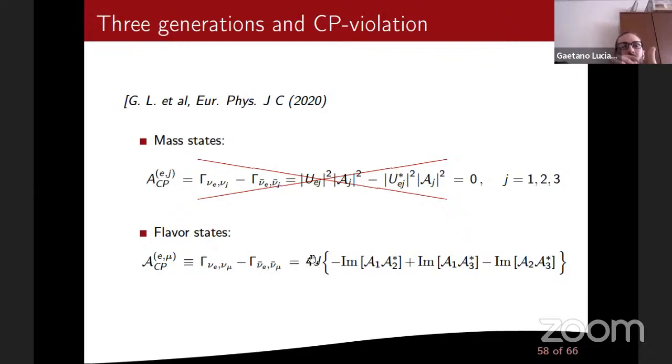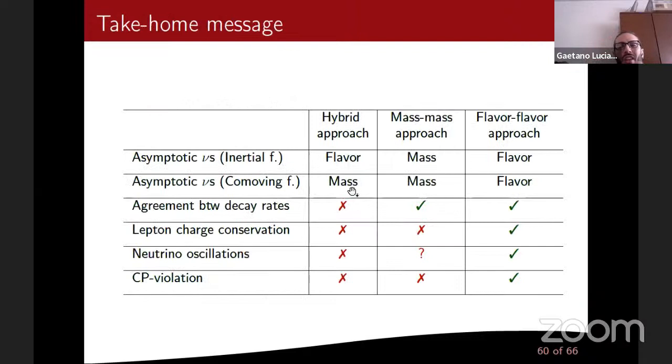They are consistent with the general covariance of quantum field theory. This is just a summary of the three approaches. The approach based on flavor and massive states is not consistent with the general covariance of quantum field theory. So we are quite confident that such an approach is not correct, because it violates the fundamental covariance of quantum field theory.